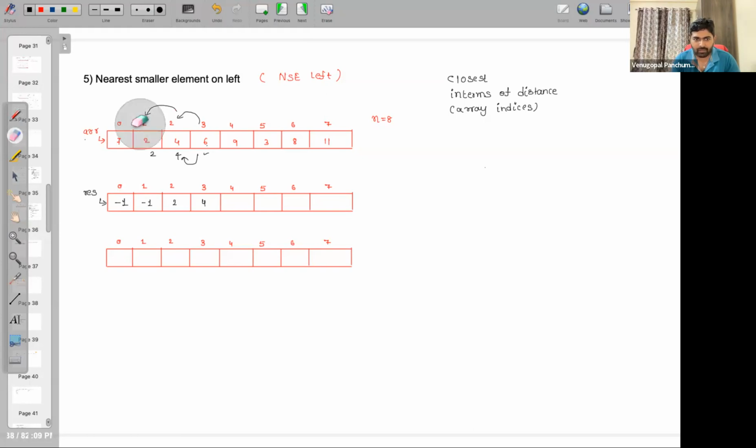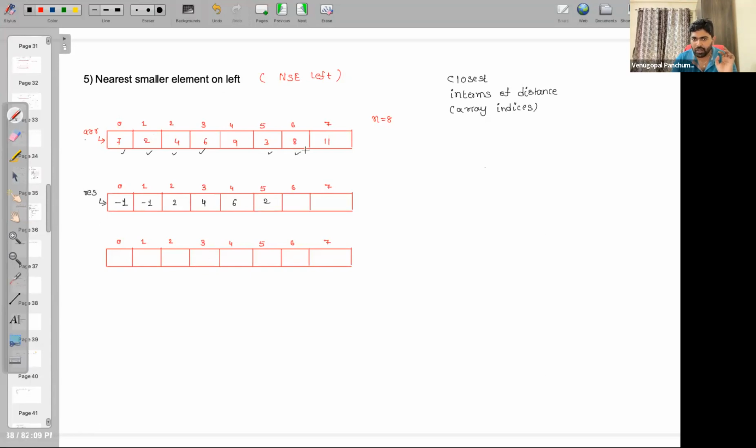Similarly, next, for the element 9, all these 4 values are smaller, but who is the closest one? Who is the nearest? 6 is the nearest. Very good. So 6. Can you tell me for element 3, what is the answer? We have only one small element, so you can take that as the answer.